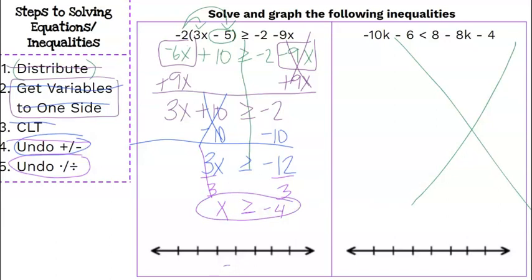Now we just have to graph that, negative 4 in the middle, smaller numbers on the left, larger numbers on the right. Greater than or equal to means a closed circle at negative 4, and then we're going to shade to the greater than numbers. All right, that's all your notes for today for your practice.